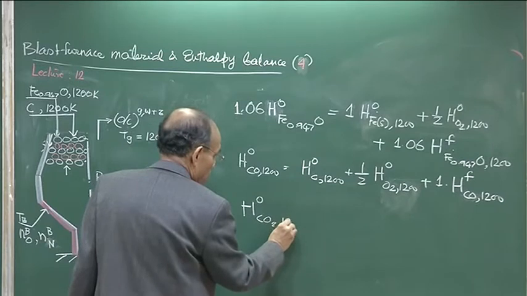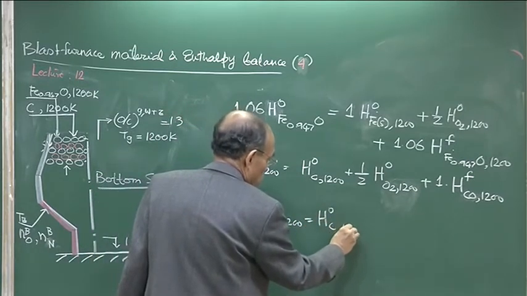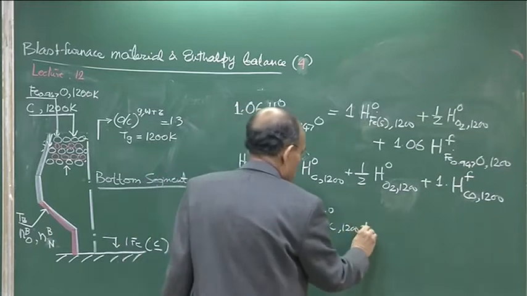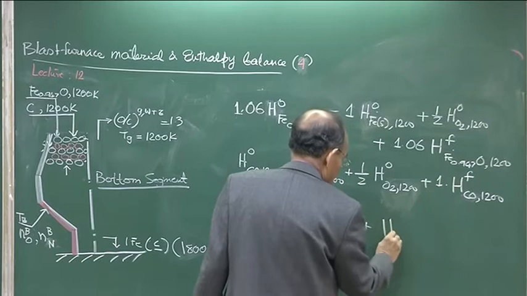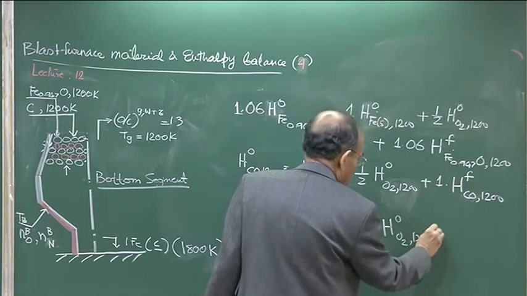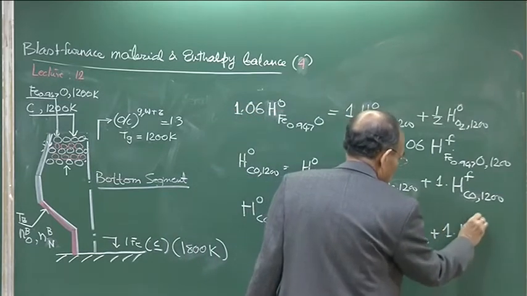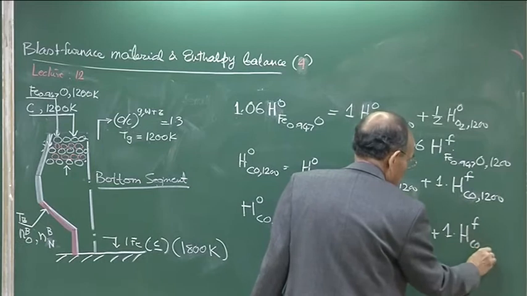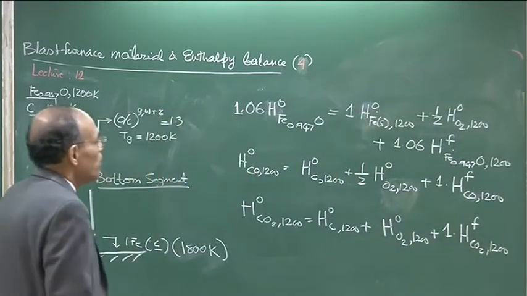Similarly, I can split CO2 at 1200 also as H naught of C at 1200 plus H naught of O2 at 1200. Now I have O2, so the half factor is not necessary. Plus 1 mole of carbon dioxide, that is the heat of formation of carbon dioxide at 1200. So, I can split these terms.